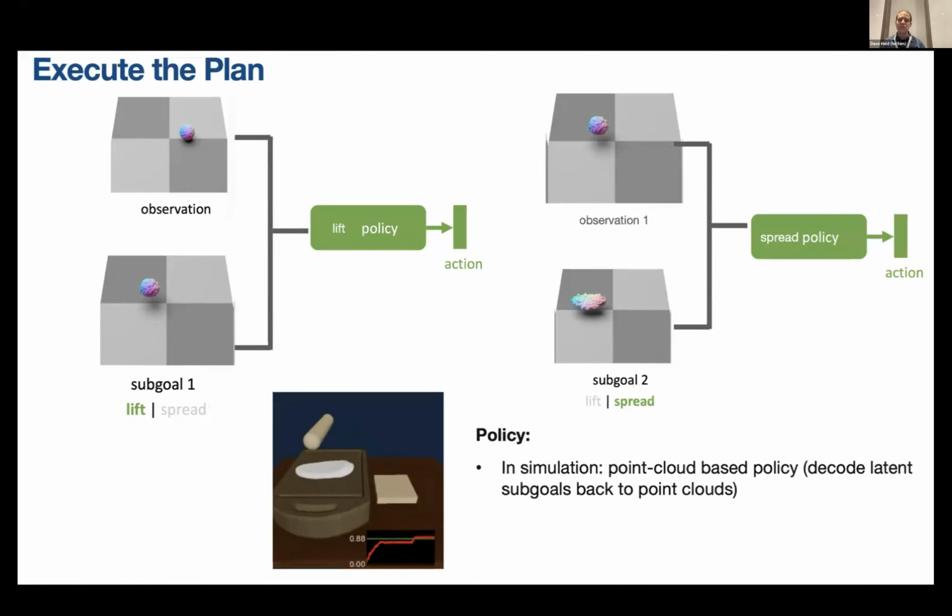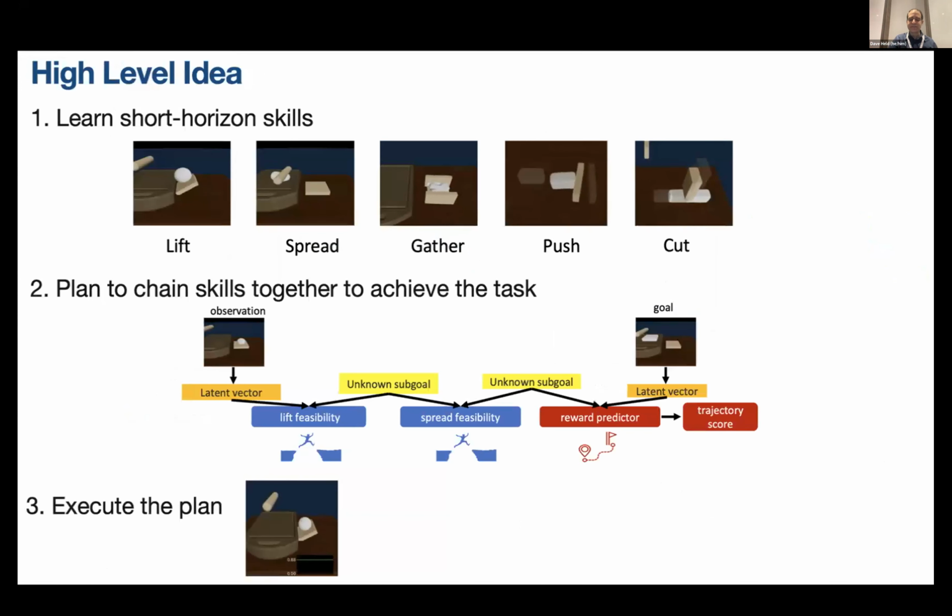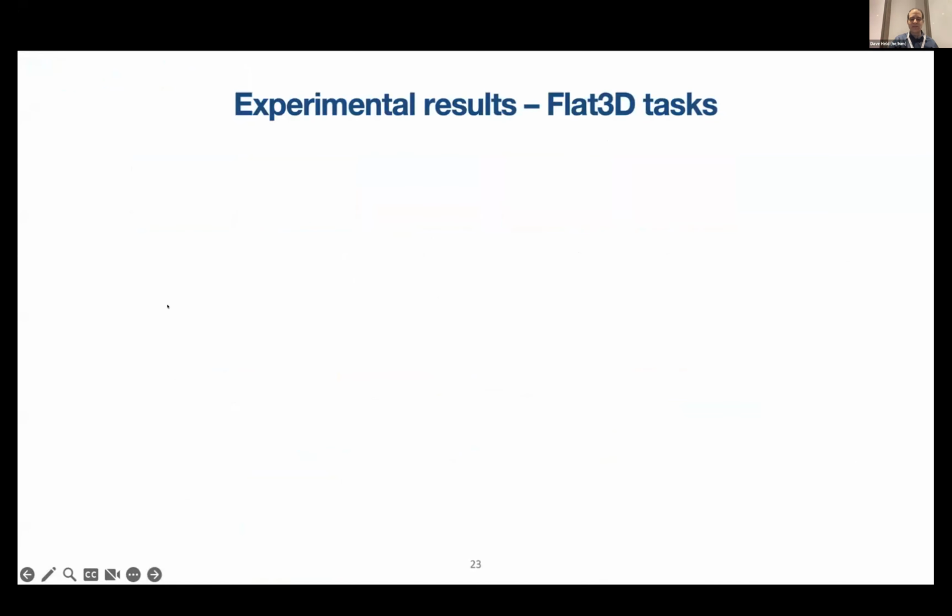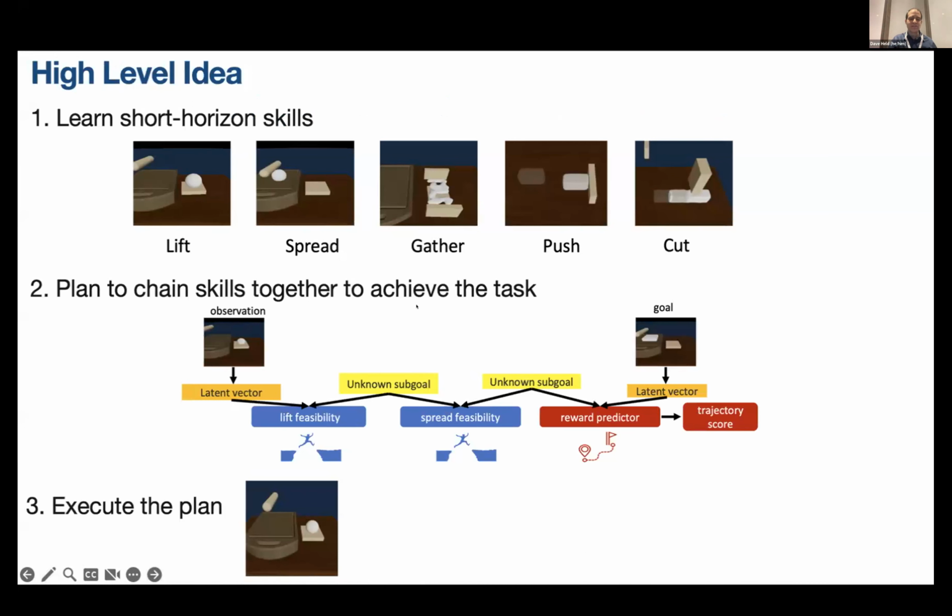In simulation, we use a point cloud-based policy that we've trained. In the real world, we have a heuristic policy that we've designed that can take as input the sub-goal locations and executes the different skills. Okay, so putting this together, we learn the short horizon skills. We plan in the latent space how to chain these skills together to achieve the task. And finally, we execute the plan.